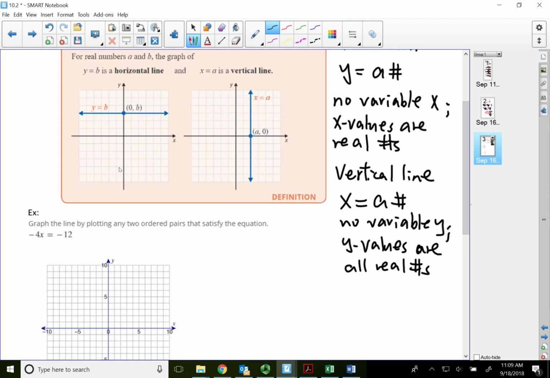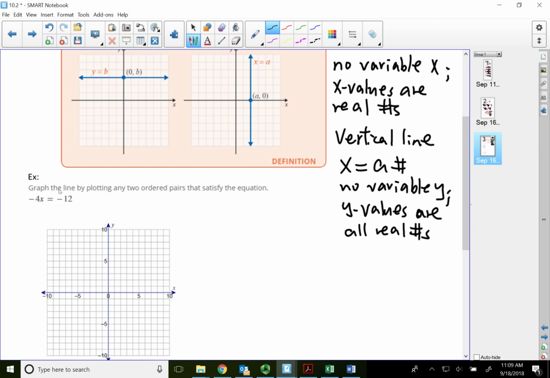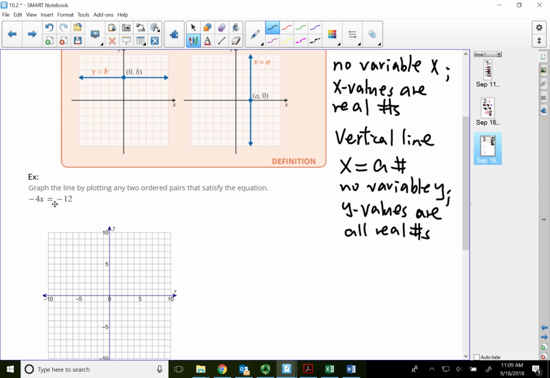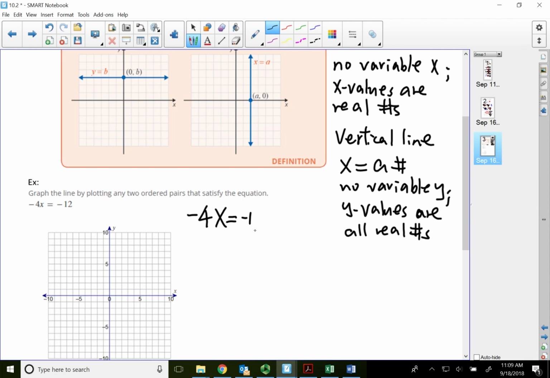So let's take a look. This problem says graph by plotting any 2 points. So we still have to plot points here. My equation simply said negative 4x equal to negative 12. Right away, you recognize that this equation has no variable y. If I solve for x, dividing both sides by negative 4, this equation simply says x is equal to 3. When you see x equal to a number, you automatically recognize that's a vertical line.